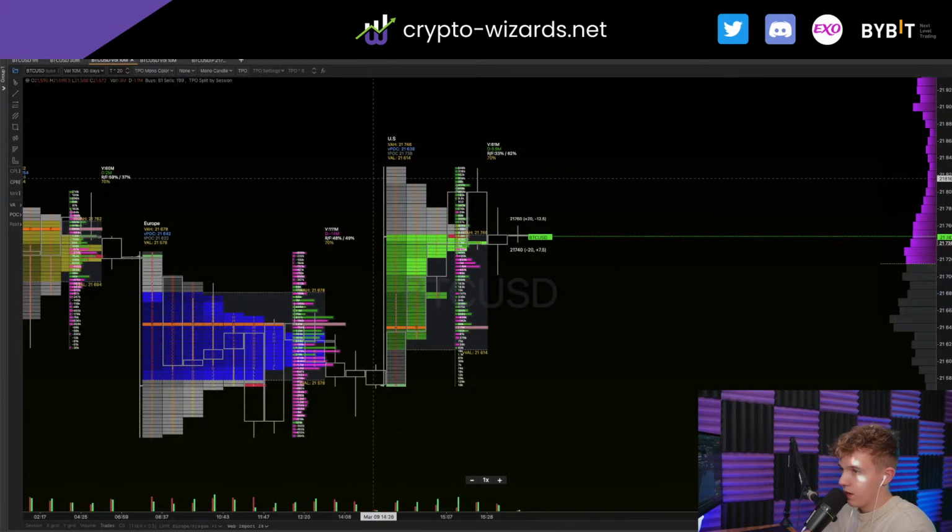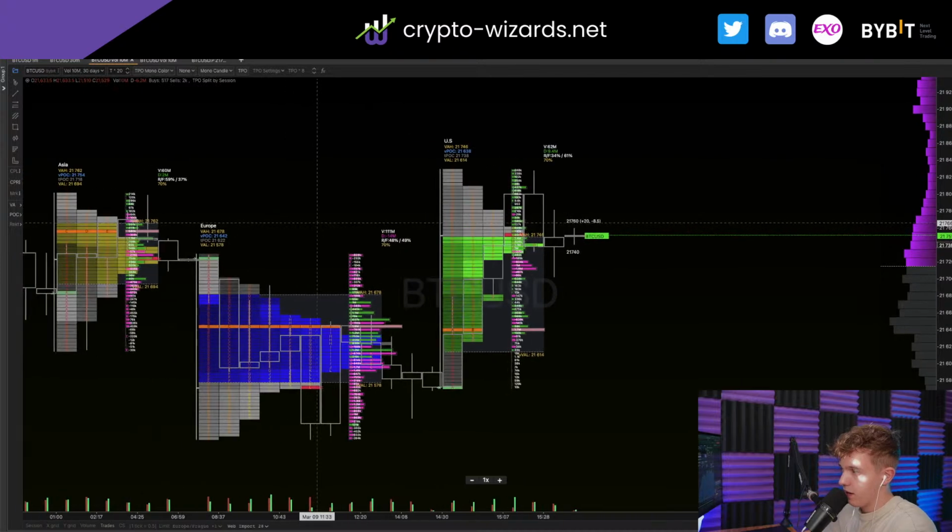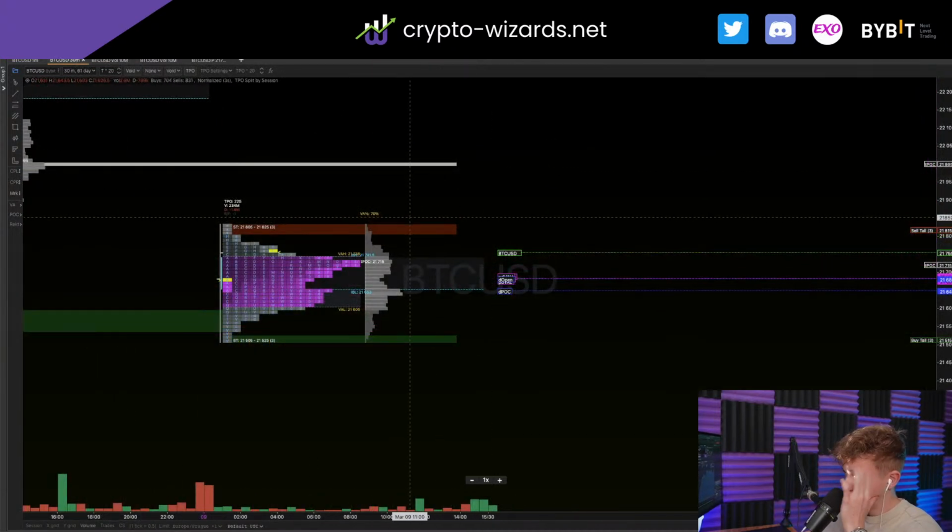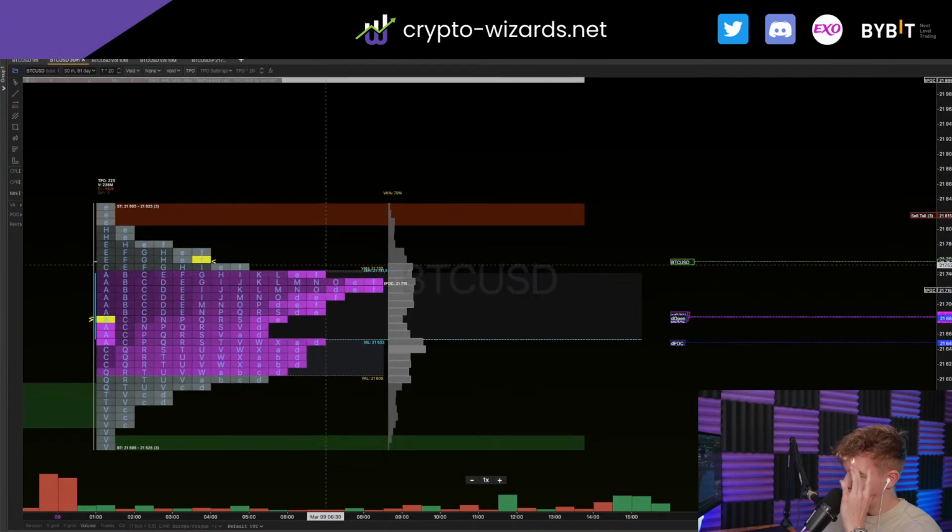The point that we are hitting is the Asia value area high right now. We are struggling to break this level. And if we go to the TPO, we are trying to break the daily value area high, but we are still struggling again too, right?